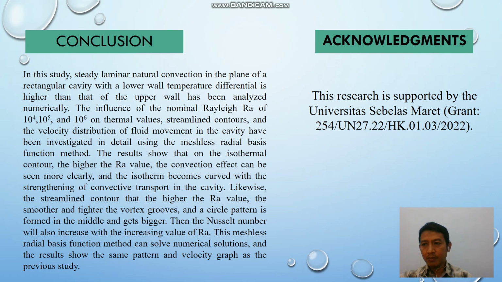Conclusion. This meshless radial basis function method can solve the numerical solution of Rayleigh Benard convection for Ra from 10^4 until 10^6 on thermal values. Streamlines, contours, and the distribution of the velocity of fluid movement in the cavity have been investigated in detail, and the results show the same pattern and velocity graph as previous studies.